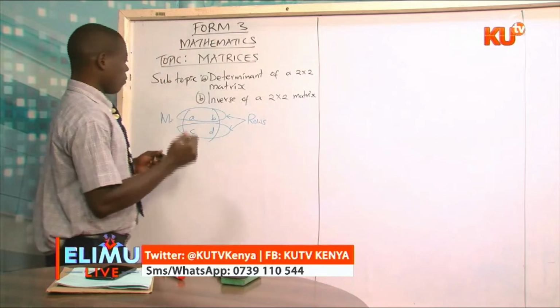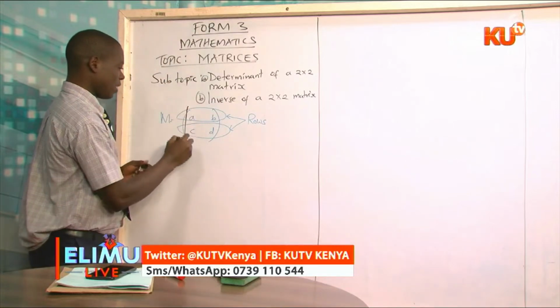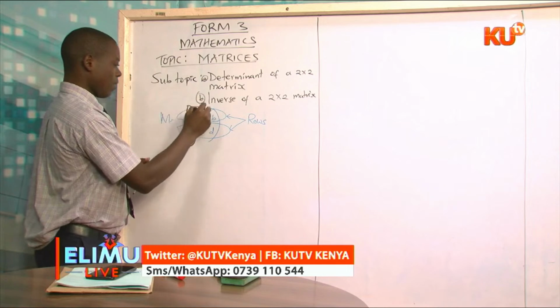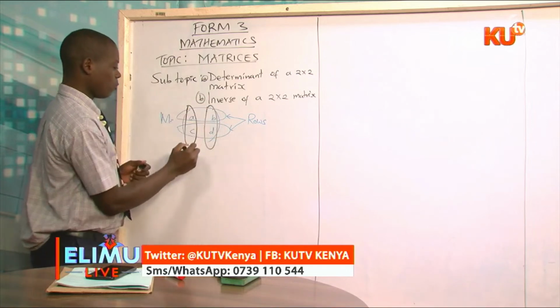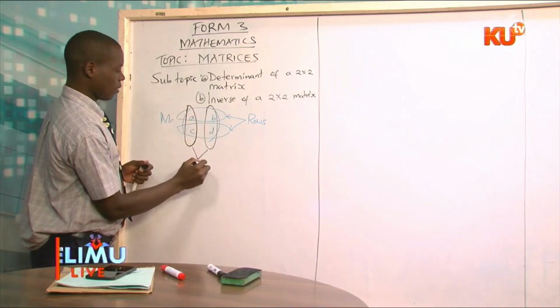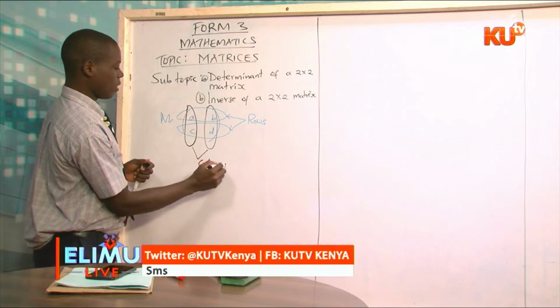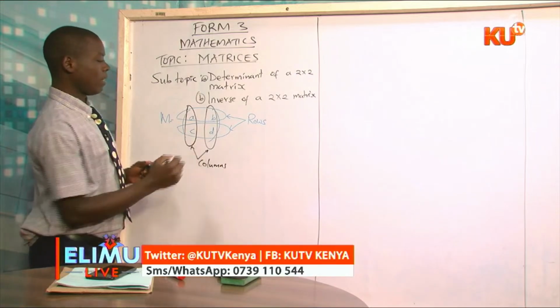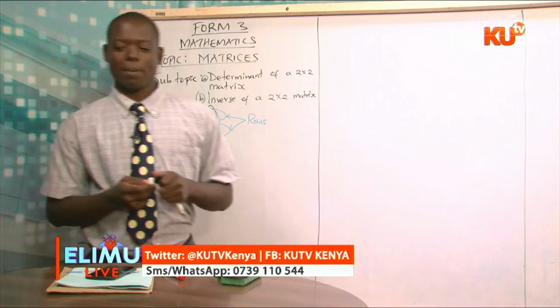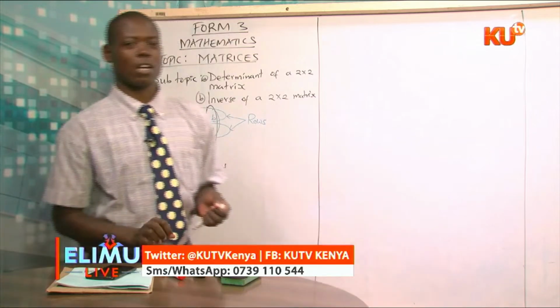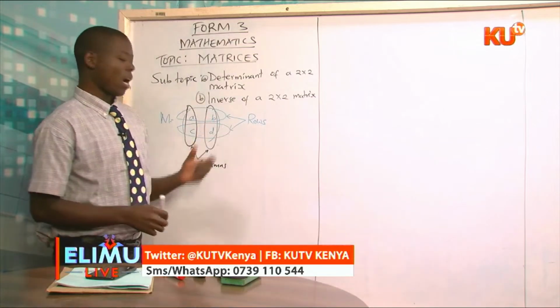When we look at the arrangement vertically, we talk about what we call columns. So columns are simply the vertical arrangement of elements. That is what we call the columns, and the rows are horizontal.